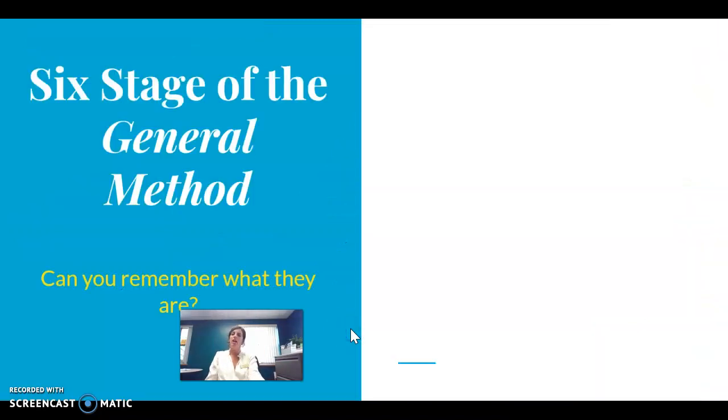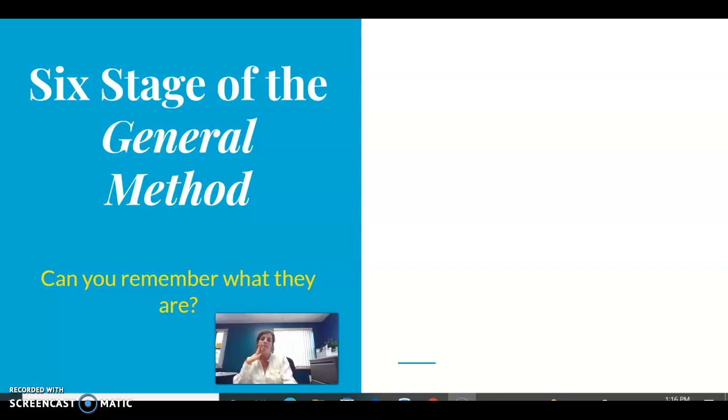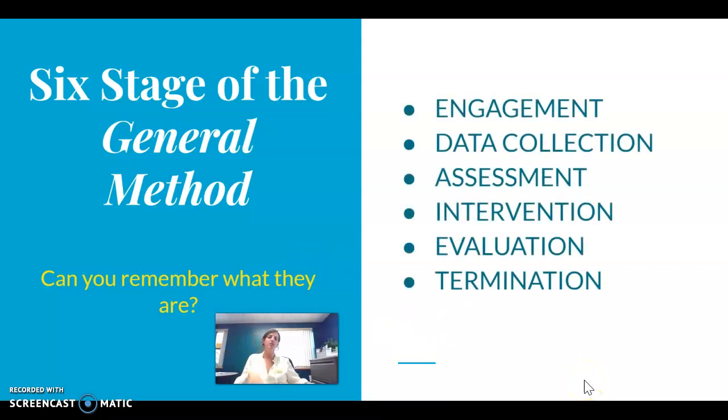All right, next slide. Six stages of the generalist method. If we were in person right now, I would ask, who remembers the six stages of the generalist method? Since we're not in class, I'm just going to tell you. The very first one is engagement, followed by data collection, followed by assessment, intervention, evaluation, and termination. We follow these six stages regardless of our level of client. So if we're working with an individual, with groups, or with communities, we follow these six steps as closely as we can.